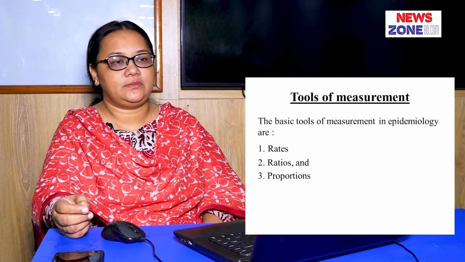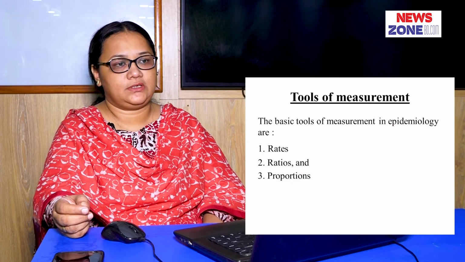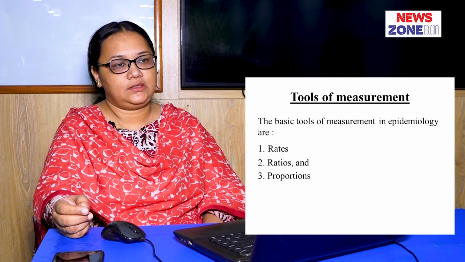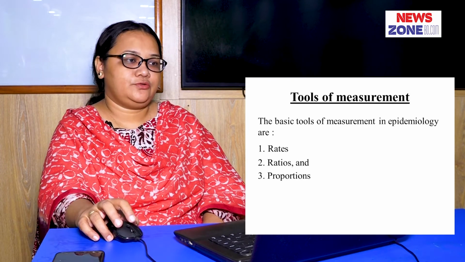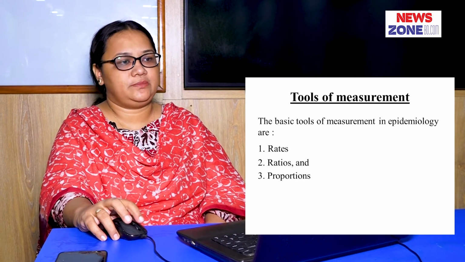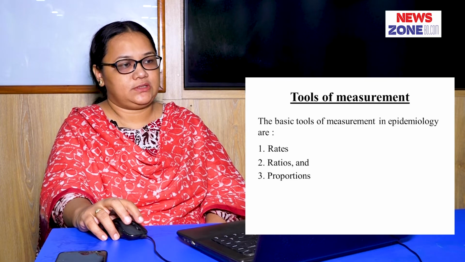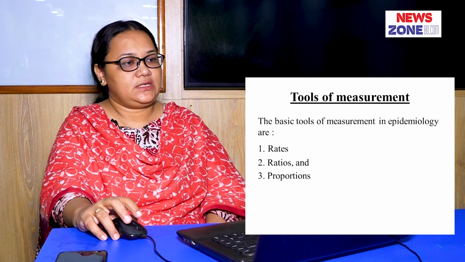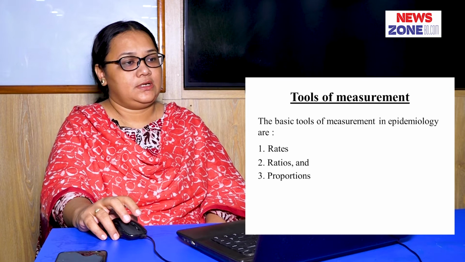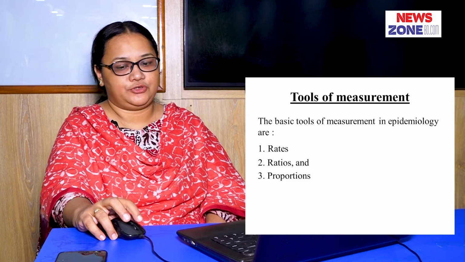Today we learn about the tools of measurement in epidemiology. It is our second lecture on epidemiology. So we start to see the tools of measurement in epidemiology. There are three tools: rates, ratios, and proportions.